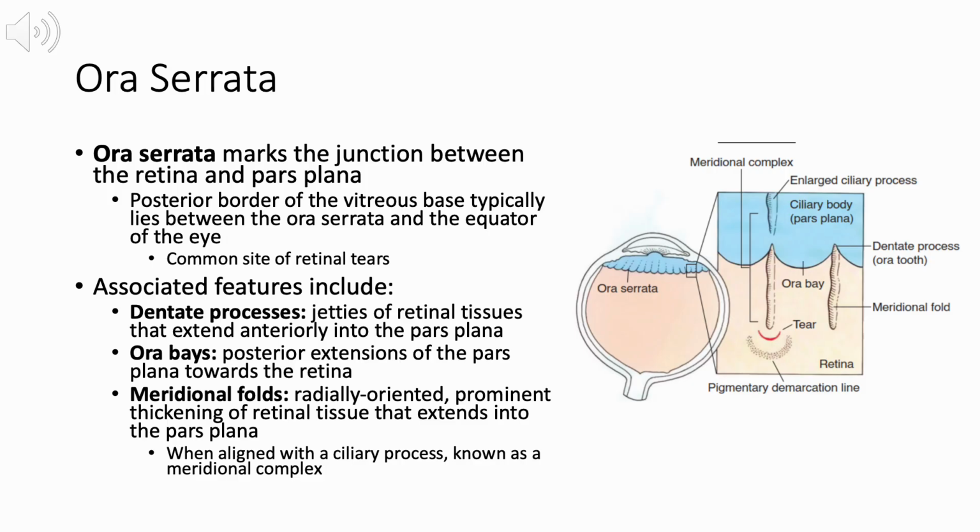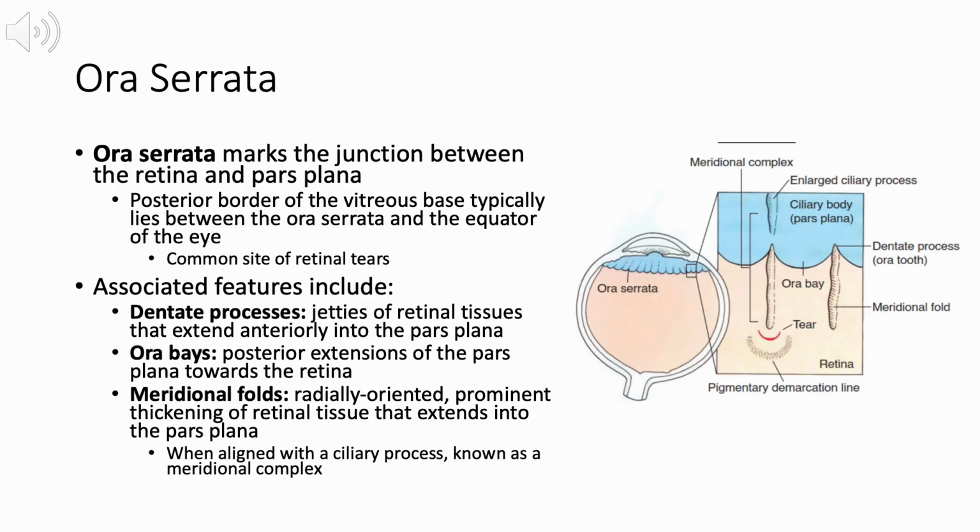Several characteristic structures are associated with the ora serrata. Dentate processes are described as jetties of retinal tissue that extend anteriorly into the pars plana. In contrast, ora bays represent posterior extensions of the pars plana that project toward the retina. Another important feature is the meridional fold, which is a radially oriented prominent thickening of retinal tissue that extends into the pars plana. When a meridional fold is aligned with a ciliary process, this configuration is referred to as a meridional complex.